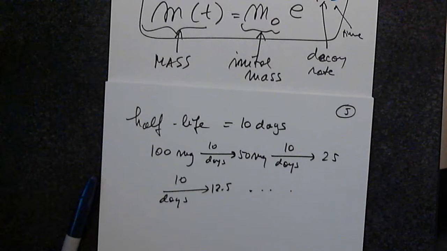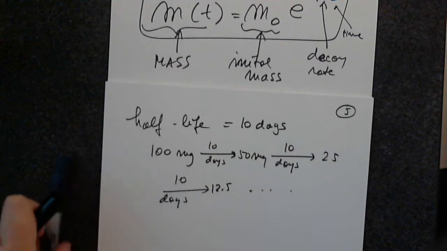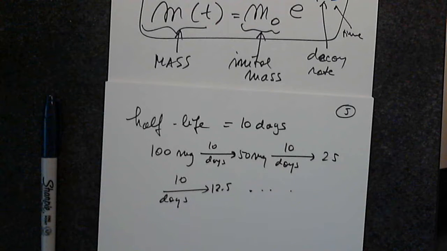So the decay rate, again, we don't know what the decay rate is. The half-life of this particular radioactive substance, or any substance, is the time needed for it to decrease its mass by half of the mass that we have. So knowing that, let's start with our first problem.